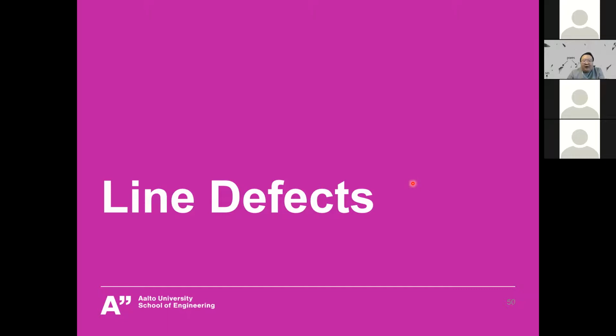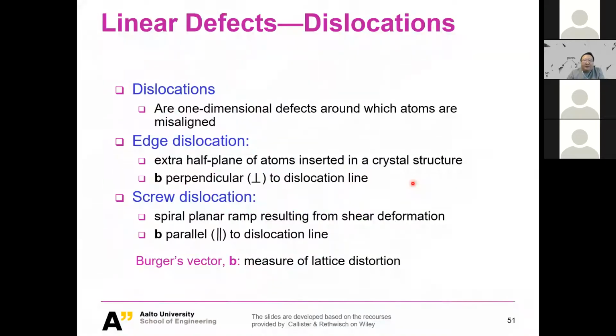Now we move to line defects. These are the so-called dislocations. Actually, dislocations are something you could imagine. The definition of a dislocation is a one-dimensional defect around which atoms are misaligned. Yeah, so this is really something like you know. There are two types of dislocations. One is called edge, and the other is called screw. I will show you the figures.